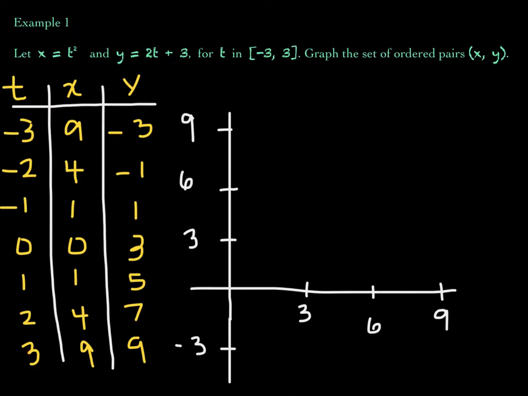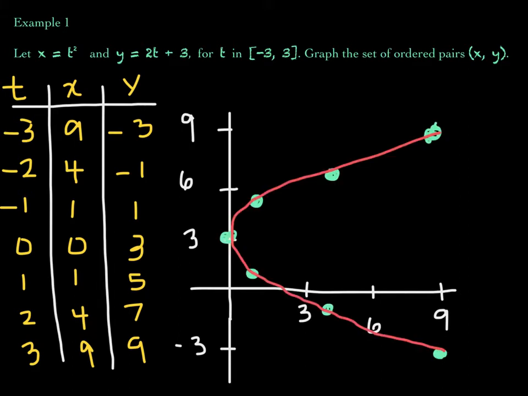Now remember, these t values are only defined on this interval between -3 and 3. So you're not allowed to choose any t value that's less than -3, and you're not allowed to plug in any t value that's greater than 3. All right, so here are the ordered pairs that you're going to plot: (9, -3), (4, -1), (1, 1), (0, 3), (1, 5), (4, 7), and (9, 9).